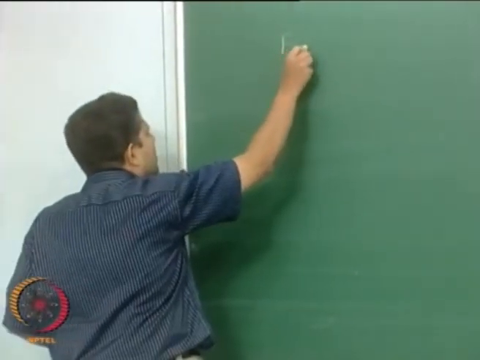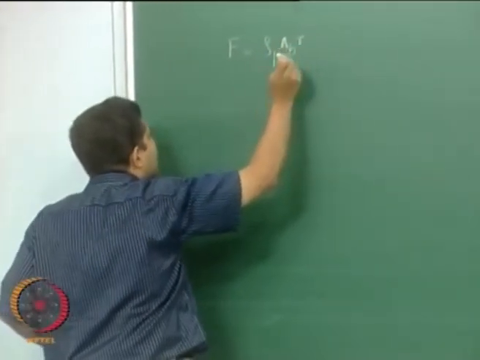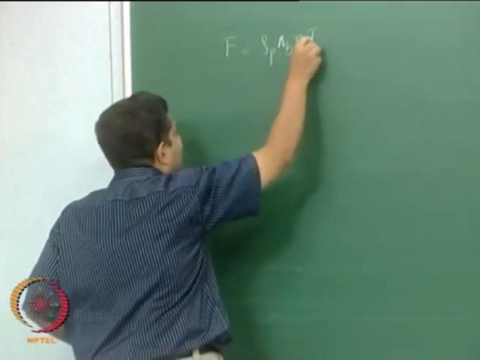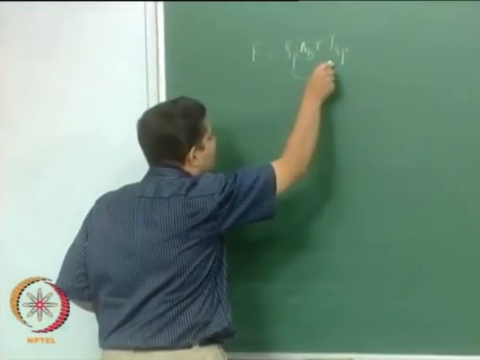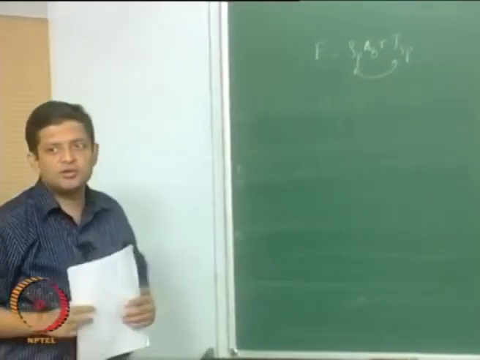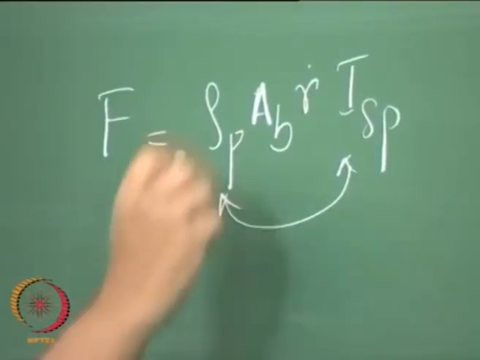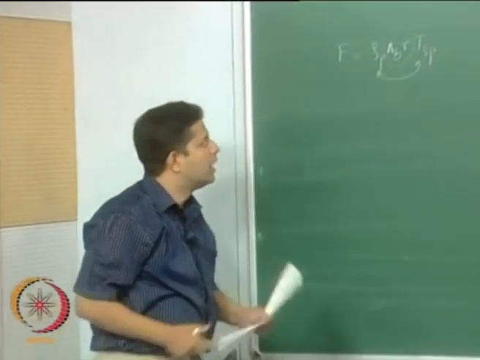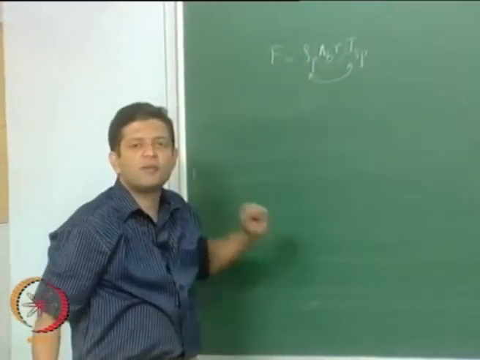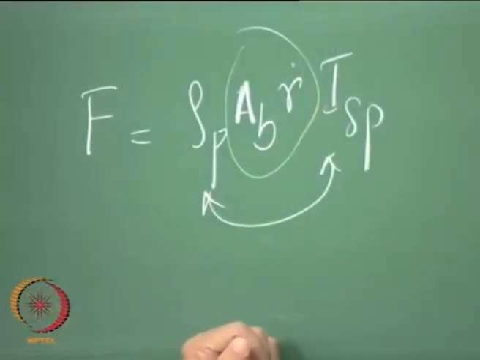if you remember the thrust equation, F is equal to... right now. Rho P and ISP are fixed depending on your choice of the propellant and nozzle, right. The only parameters that you can vary are AB and R dot. Let us say you are given a propellant with a particular R dot. How do you then design the grain to meet the thrust time requirement?